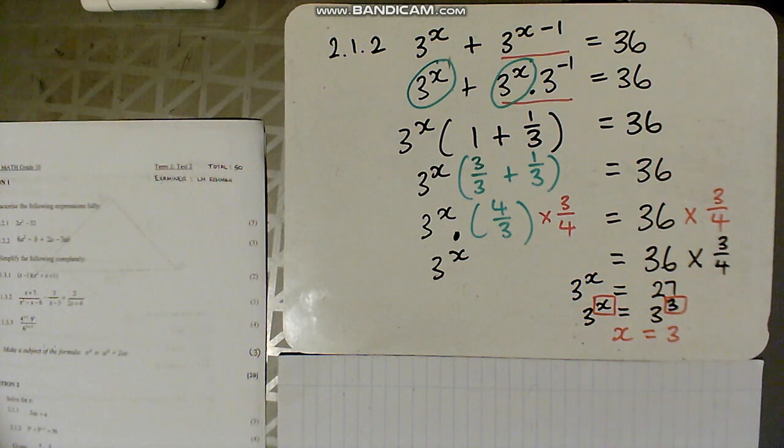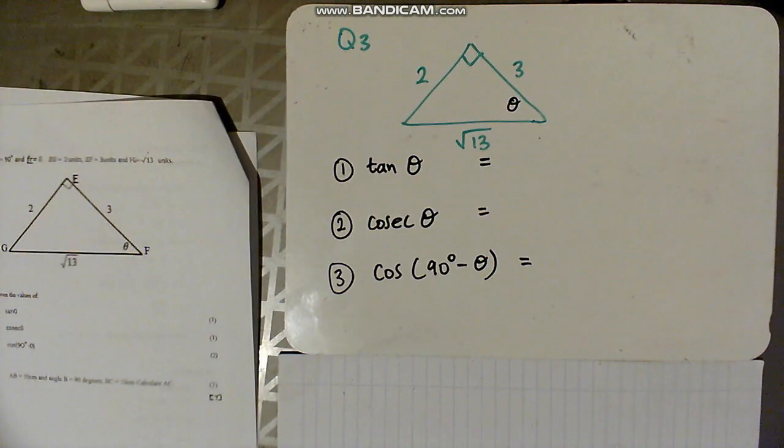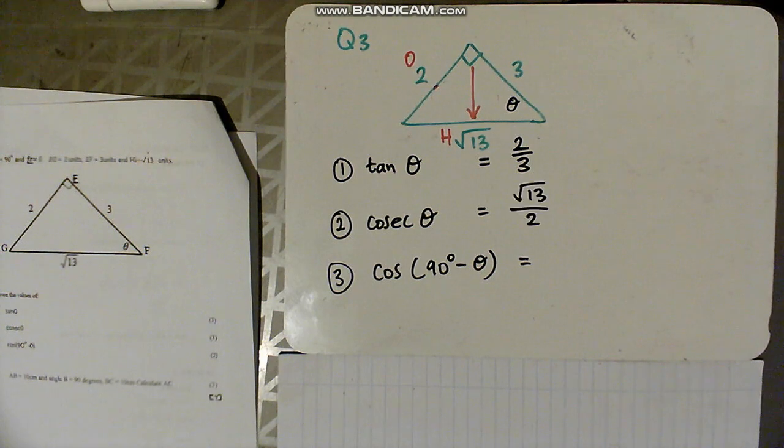As simple as that. Right, we're on to question 3 with the trigonometry. They say determine tan theta from the diagram. So tan theta is y over x, or opposite over adjacent. That will give us 2 over 3. Cosec is hypotenuse over the opposite. The hypotenuse is always opposite the 90 degrees. So the hypotenuse will be root 13 over 2. Next we're looking at cos of 90 degrees minus theta.